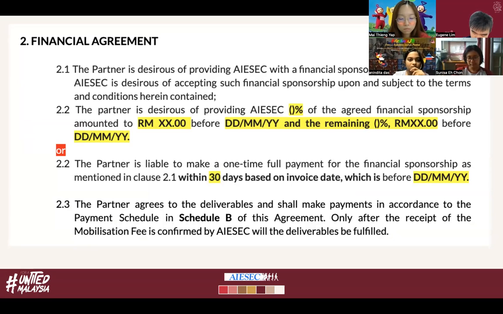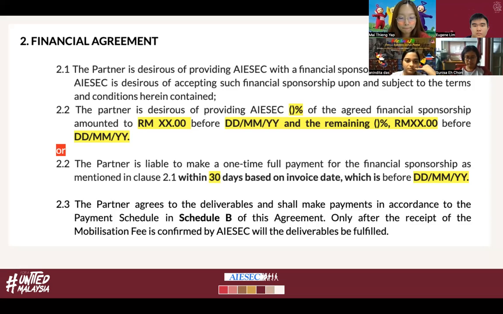So the percentage and all this, no need to worry so much. If we agree that they're going to pay 100% one time, then you just put that. Or if you have another agreement with the partner. This one is usually the PIC would be BD. So it's your job to communicate with the partner to know how the payment is going to be. Are you going to split the money into two terms, for example?